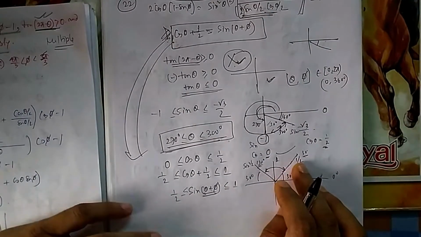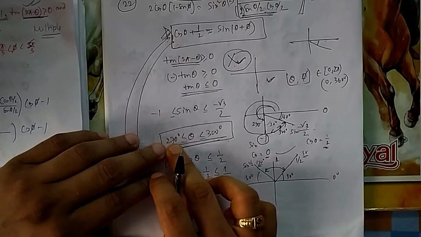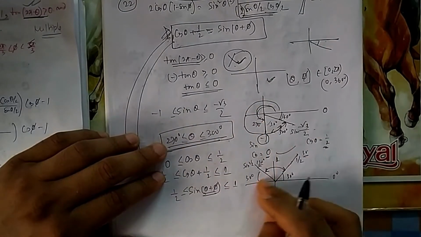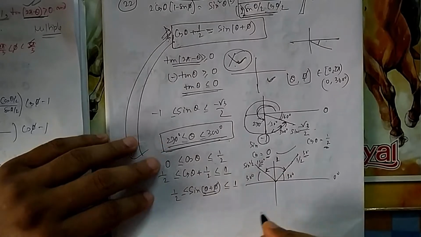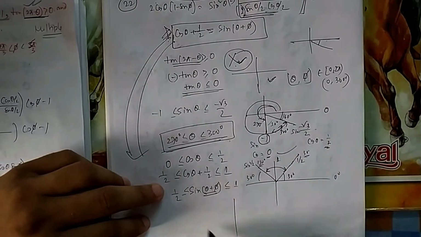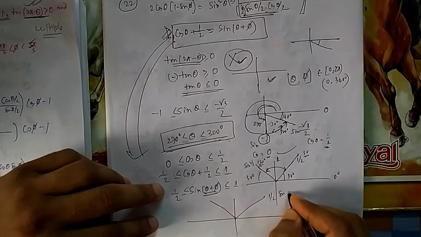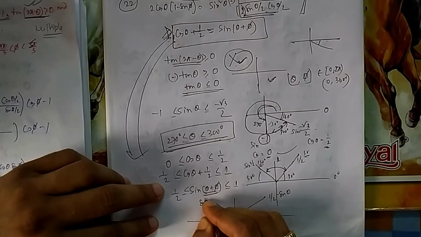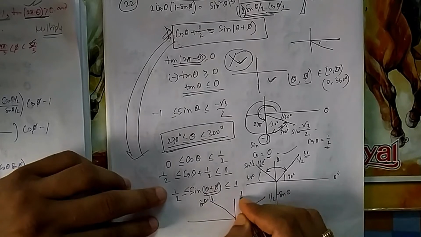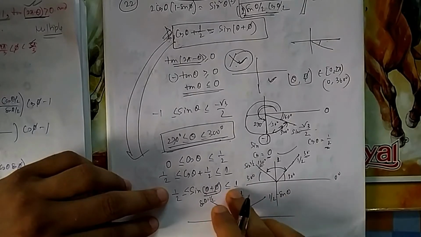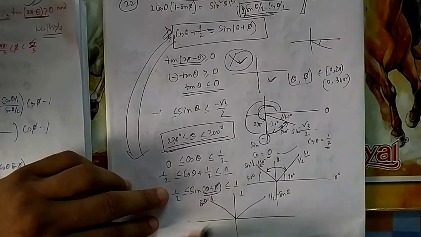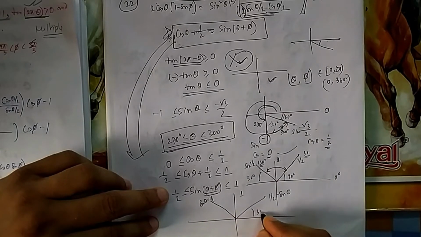But you cannot say that, because your theta itself is 270. So these two lines, let me draw it one more time. This line and this line, because both lines give me half. Sin theta is half here. Sin theta is half here. And this is 1. So my answer should lie between these. Theta plus phi should lie between these two. So this angle is 30, this angle is 30.